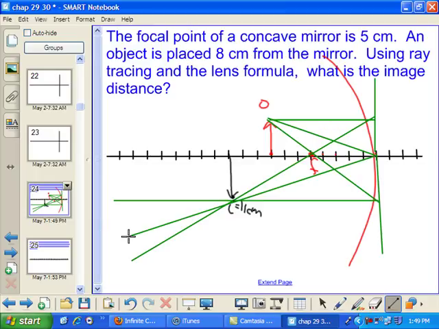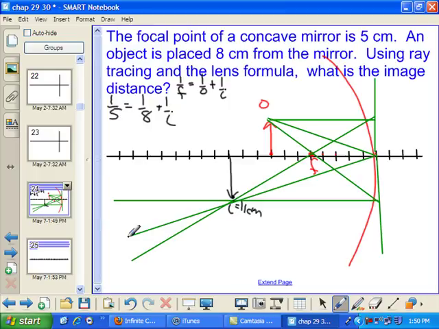All right. But we've only done the first half. Remember, it says by ray tracing and the lens formula. So we have to do it two ways. Now remember, our lens formula is 1 over the focal length equals 1 over the object distance plus 1 over the image distance. That was that lens equation. So in this case, 1 over 5 equals 1 over 8 plus 1 over i. And we'll come back to this in a second.